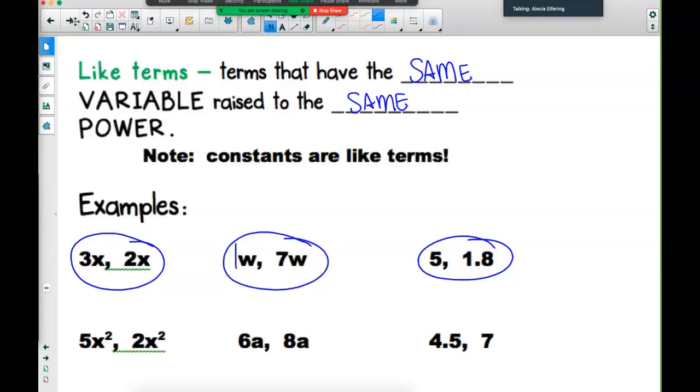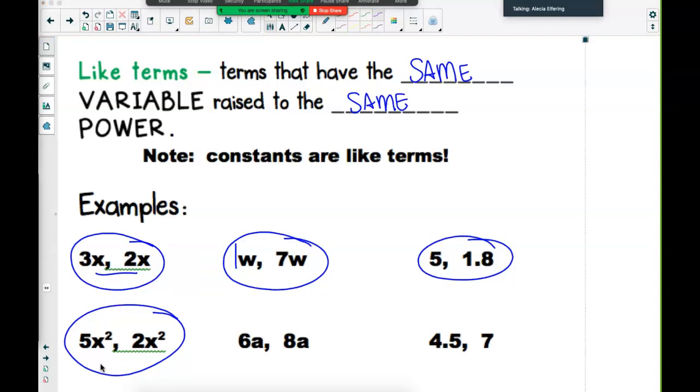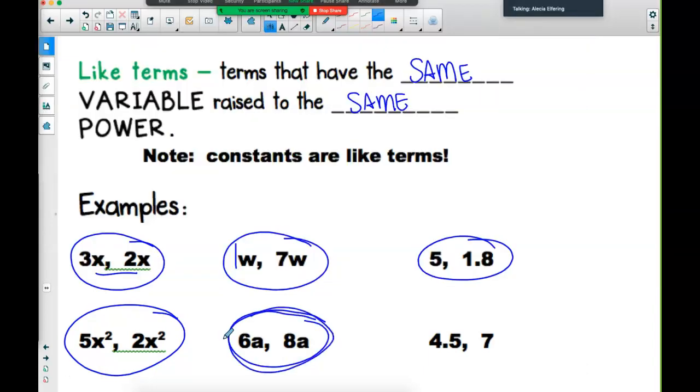5x squared and 2x squared. Notice how these are a little bit different? They're not like these x's up here. These are different because they have the little 2. They have the exponent. So you can't say that an x and an x squared are alike. They're not. They're different. This is like an apple. This is an orange. They're different. Okay. 6a and 8a, they are like, because they have just the a. And then these are constants, so they're like.